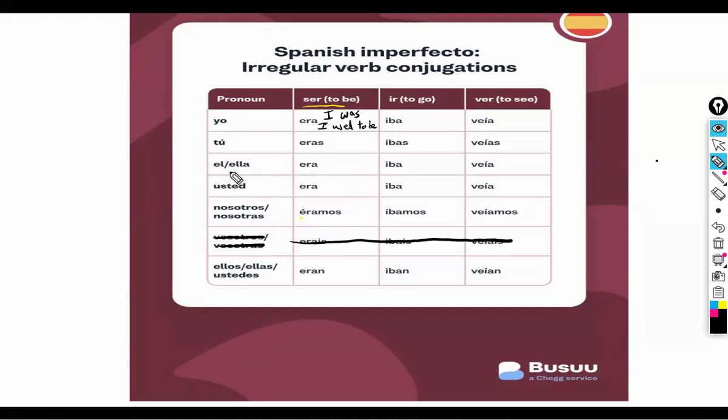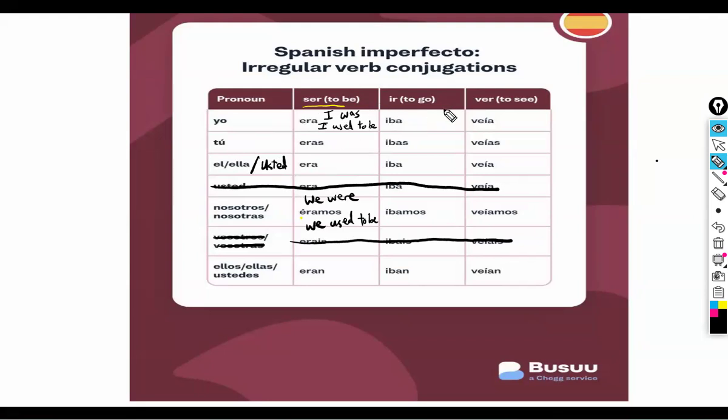And this table also has ella and usted separated. Of course, you could put them together, right? Because it's the same. So why didn't I do that for us? Usted. Then you don't need to separate this. We were, we used to be, it was, it used to be, he was, she was, he used to be, she used to be, you used to be, right? All right, so ser, to be.